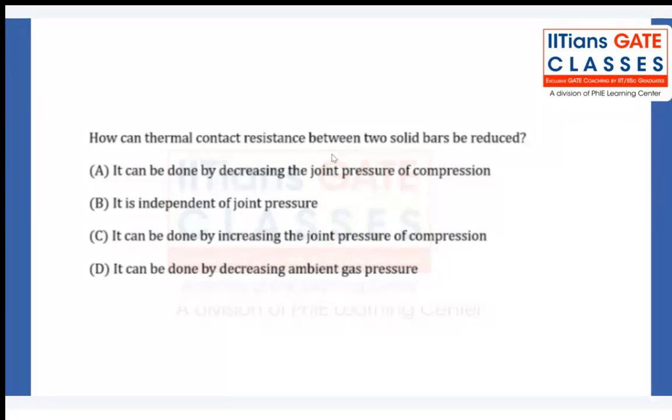If you have to reduce the thermal contact resistance, how can you do it? Just think practically. This is a very practical problem also. Let us say you have two solids, one hotter, other colder. At the interface, if the contact is not proper, it will add a lot of resistance to heat transfer, so heat will not get transferred. So what you will do, you will push both the solids very tightly, right? You will apply enough pressure so that the interface is a perfect contact. So now tell me what will be the answer. Answer C: this can be done by increasing the joint pressure of compression.